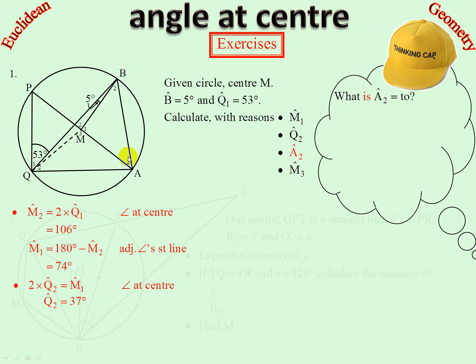So there's A2. Well, there is the angle, and it's subtended by that arc. Do we have an angle at the center subtended by that arc? Yes, there we are. M2, which we've already dealt with earlier. And therefore, twice A2 equals M2. Therefore, A2 is equal to 53 degrees. M2 divided by 2. Remember, we found M2 over there. M3, this M3 here. Well, M3 there, subtended by that arc.